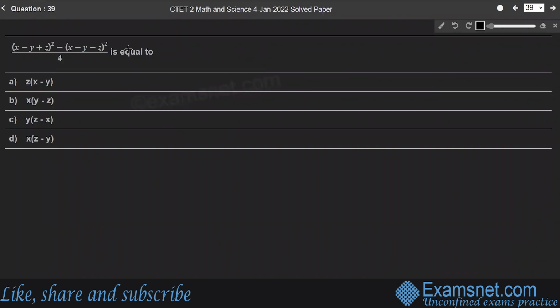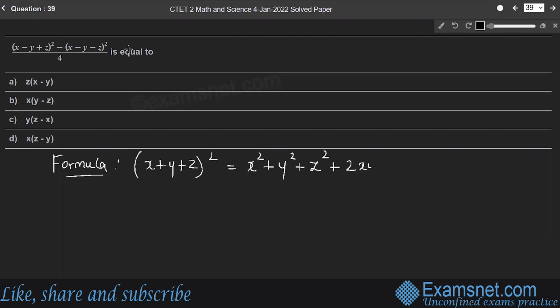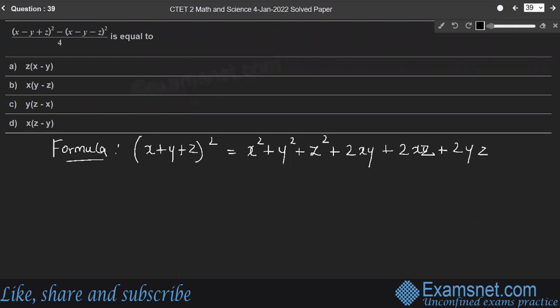Therefore, option C is the right answer. Question number 39. X minus y plus z whole square minus x minus y minus z whole square, whole divided by 4 is equal to. Here, the formula is x plus y plus z whole square is equal to x square plus y square plus z square plus 2xy plus 2xz plus 2yz.